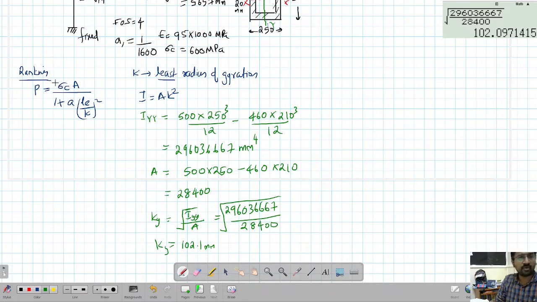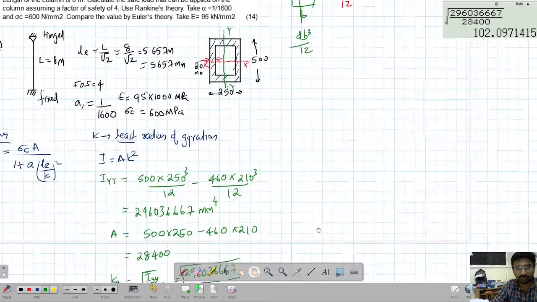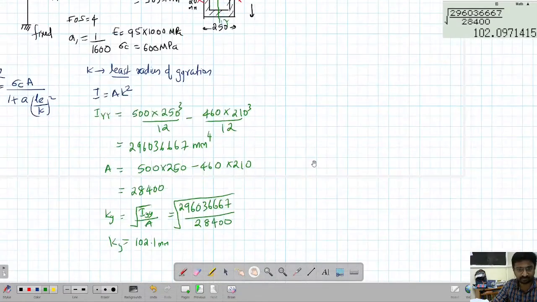So now we have found all the values. Area is there, and with all these values we can find the Rankine's load, the load at which it fails. So we'll just calculate it here.